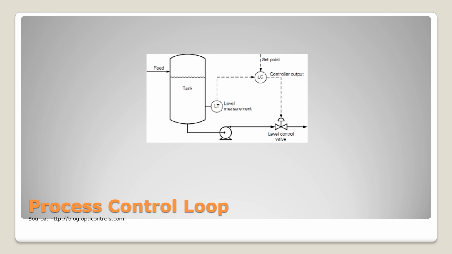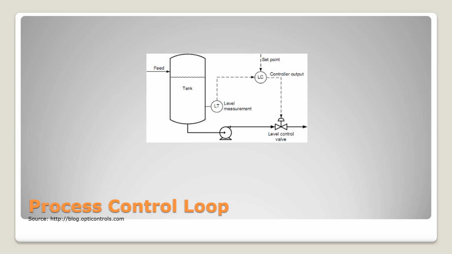So in this control loop, and we'll see why it's called a loop here in a minute, we have feed flow coming into a tank. We have flow coming out of the tank into a pump. The pump is discharging into a level control valve, and the level control valve is going out to some other device. Now we want to maintain the level in this tank at a particular point.